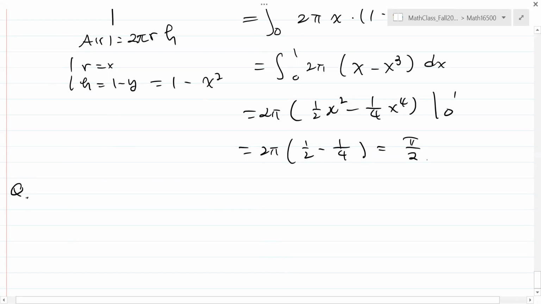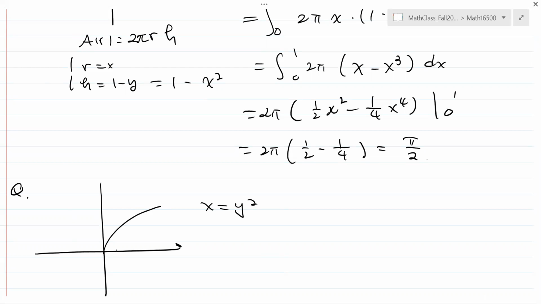One more question about this type of problem. So here's x equals y squared.